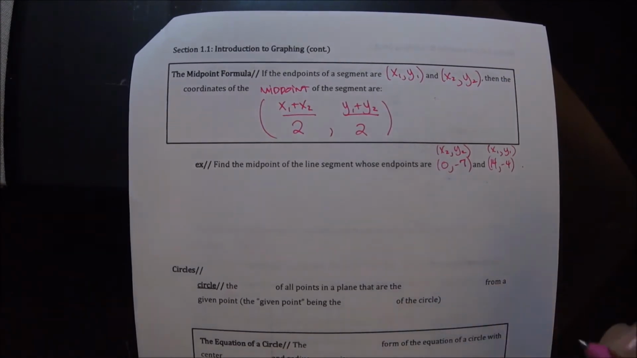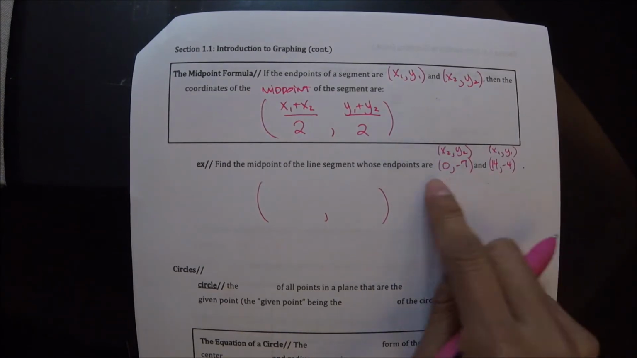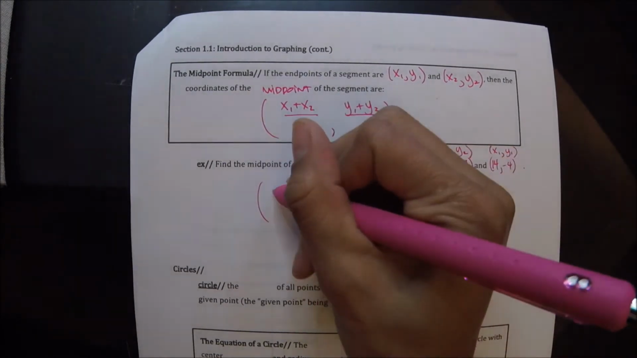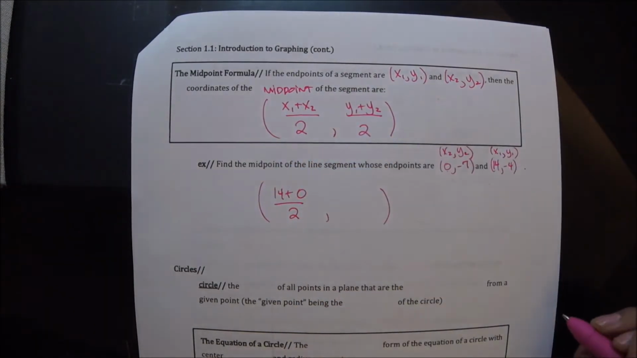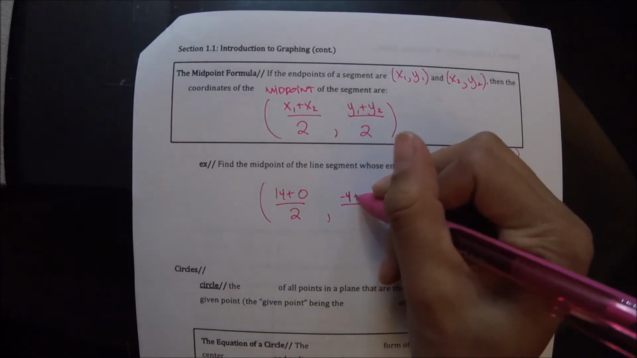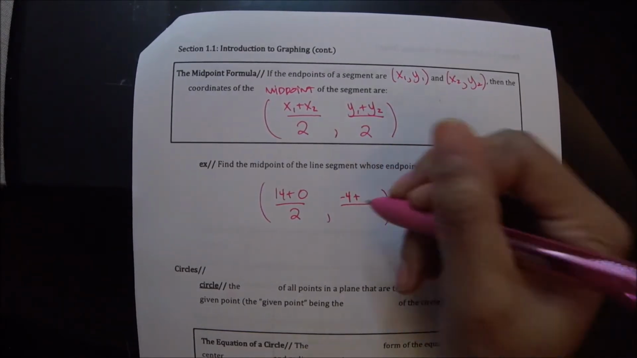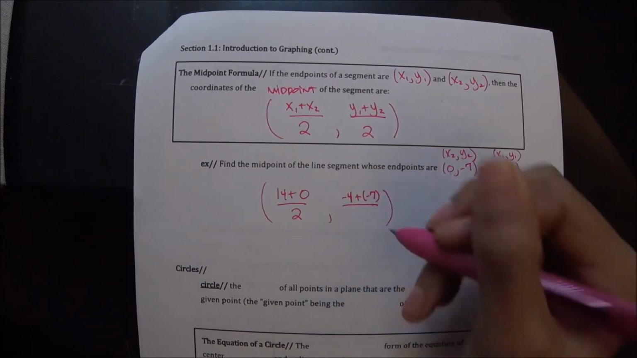So for the midpoint, we add the x's together, so x1, 14, plus x2, which is 0, divided by 2. And then we add the y's together, y1 is -4, plus y2 is -7. So we have to do -4 plus -7, and then divide by 2.